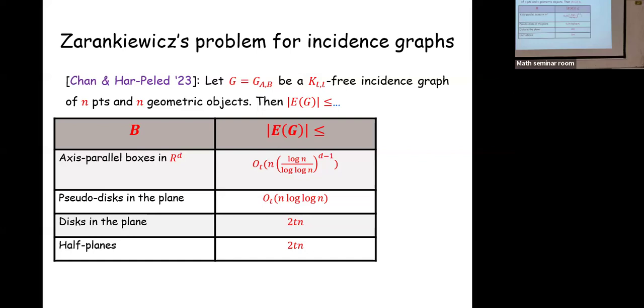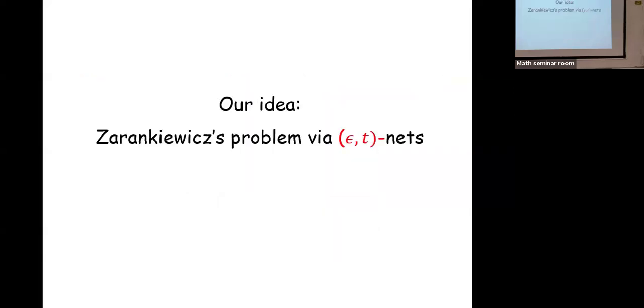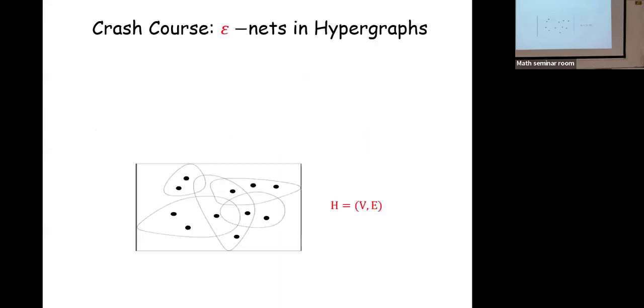You can think of a set of points as a special case of a set of axis-parallel boxes. We generalize this to axis-parallel and axis-parallel, so two families of axis-parallel boxes, not axis-parallel boxes and points. But more important is the approach. I want to tell you something about the approach, and then I have to give a crash course on what is an epsilon-net in a hypergraph.